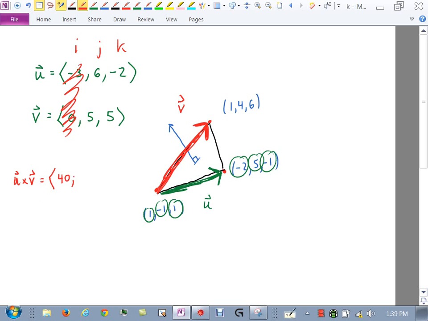So are we comfortable with this being positive 40 for our I? Okay. Now J is going to be negative of whatever I get when I cover up J and do my determinant. So yeah, positive 15, because we have to change the sign, right? And then cover up K, negative 15? Okay. All right, that is a vector that is orthogonal to the plane, perpendicular to the plane.